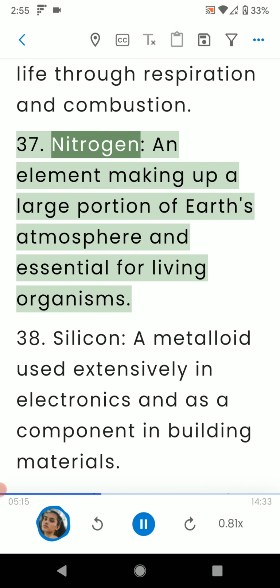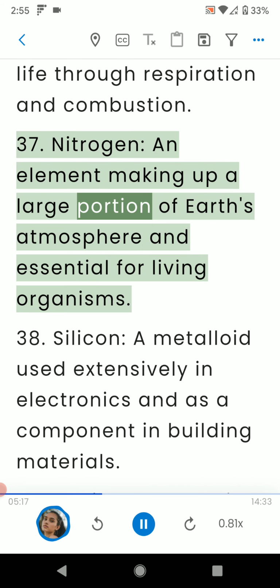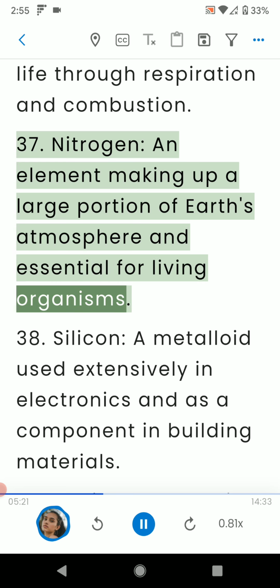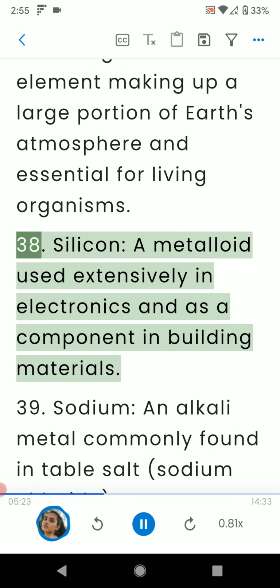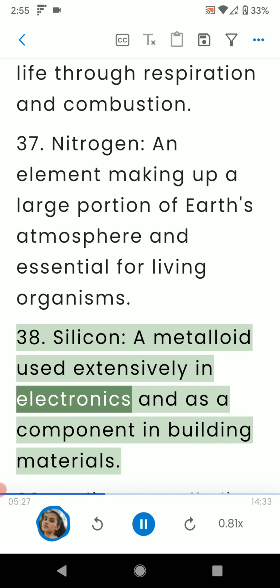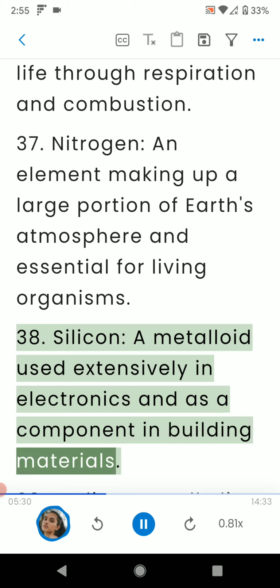37. Nitrogen, an element making up a large portion of Earth's atmosphere and essential for living organisms. 38. Silicon, a metalloid used extensively in electronics and as a component in building materials.